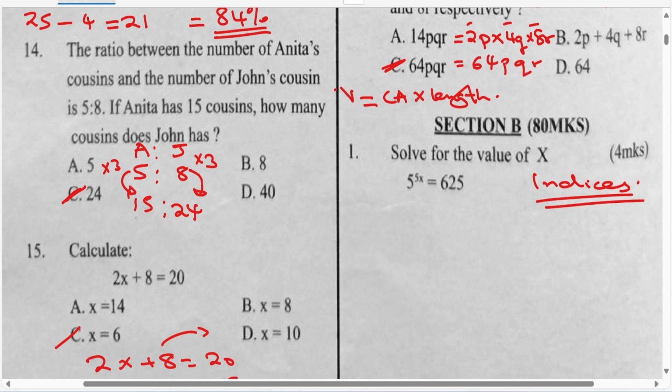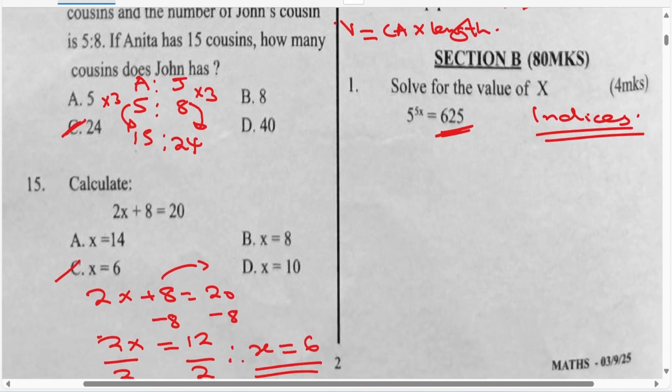The only rule that you'll apply here is to ensure that this 625, you make it to have a base 5. So that 625 has base 5 so that it is similar to the one on the left. So 625 is 5 power how much? Very easy. Write down that 625.